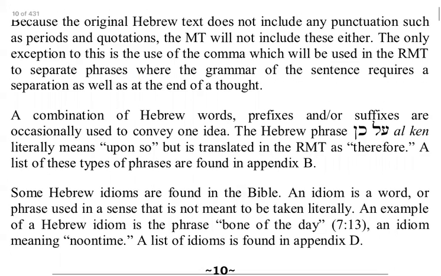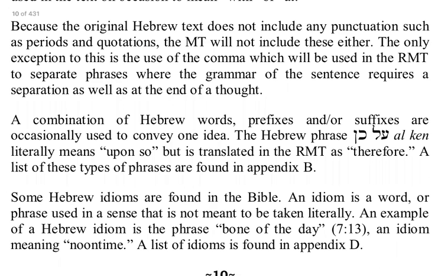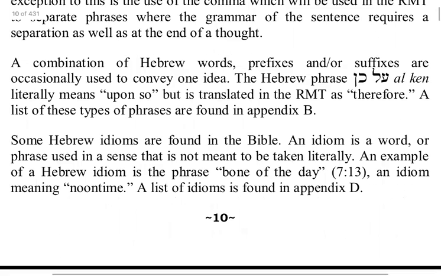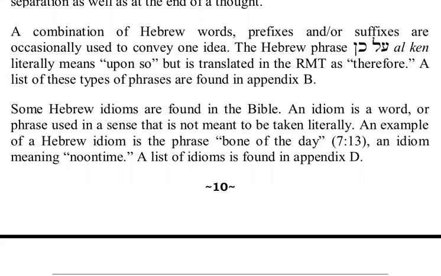Because the original Hebrew text does not include any punctuation, such as periods and quotations, the MT will not include these either. The only exception to this is the use of the comma, which will be used in the RMT to separate phrases where the grammar of the sentence requires a separation as well as at the end of a thought. A combination of Hebrew words, prefixes, and/or suffixes are occasionally used to convey one idea. The Hebrew phrase al-ken literally means "upon so," but is translated in the RMT as "therefore." A list of these types of phrases is found in Appendix B.